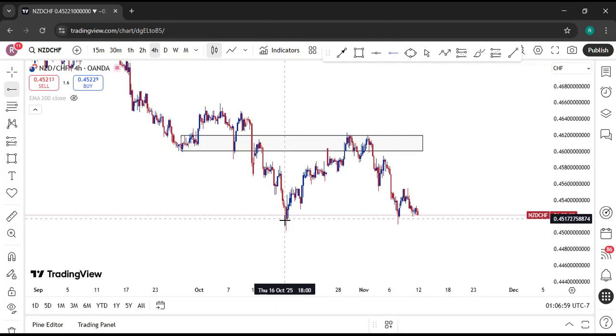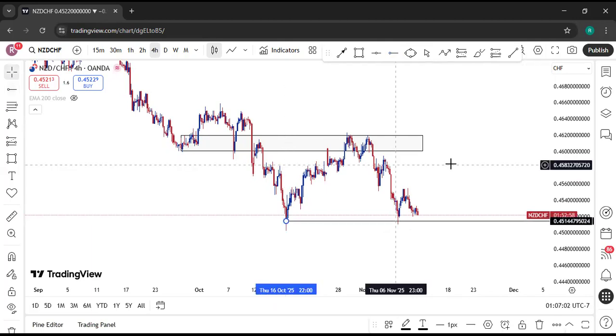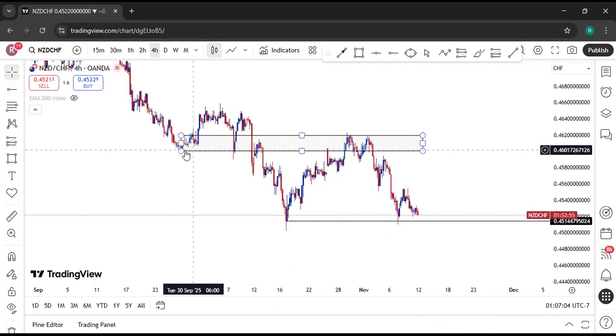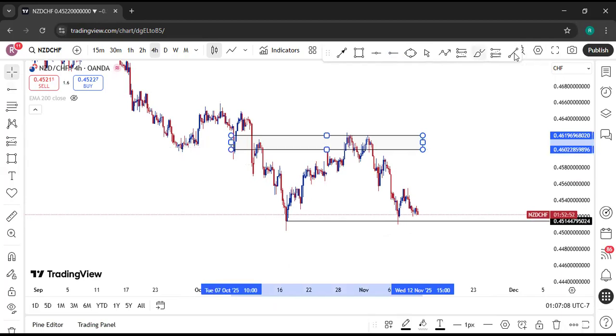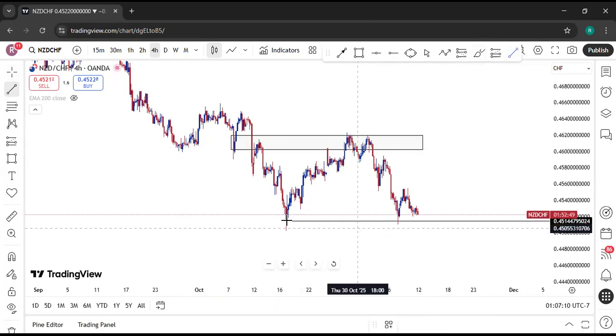after that breakout, right? So this is how you really just have your analysis done. Simple, straightforward, nothing complicated. If you want to learn how to do a top-down analysis yourself, it's not difficult.